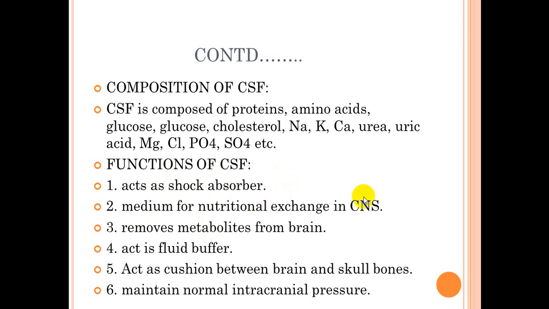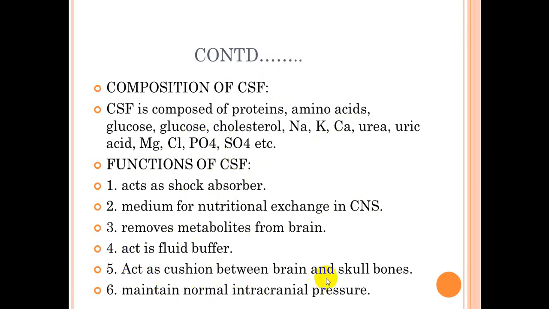It's a medium for nutritional exchange in the central nervous system, as it contains lots of nutrients and minerals, so it is providing a medium of nutritional exchange in the central nervous system. It removes metabolites from the brain. Brain में जो भी metabolism होता है और as a result जितने भी waste products, metabolites बन जाते हैं, उनको remove करना, it's the function of cerebrospinal fluid. It acts as a fluid buffer, a constant pH को maintain रखना, that is the function of cerebrospinal fluid.